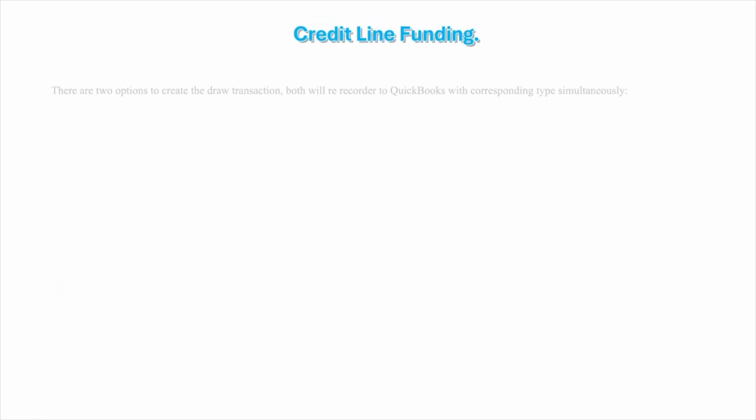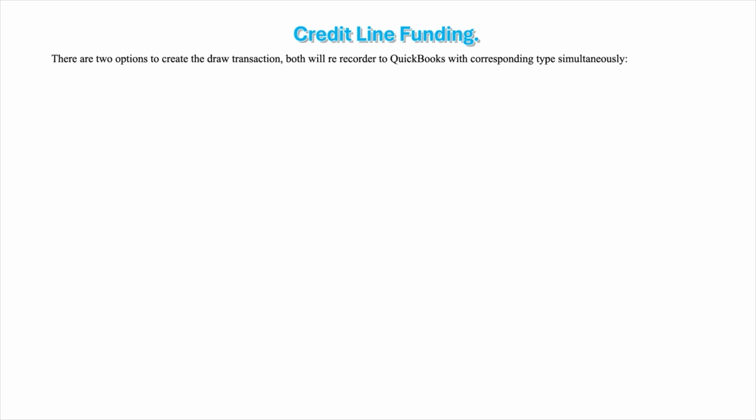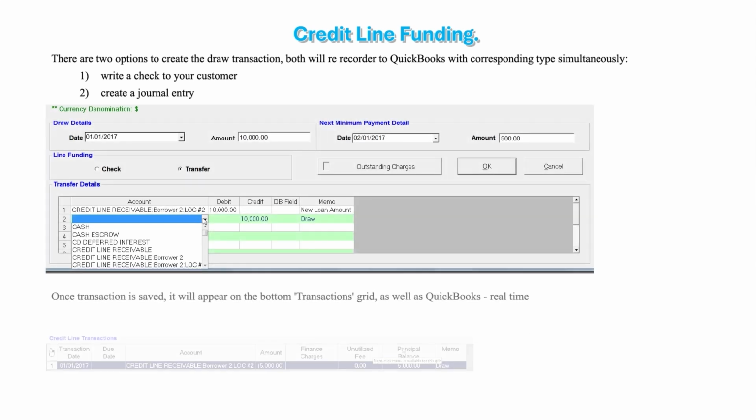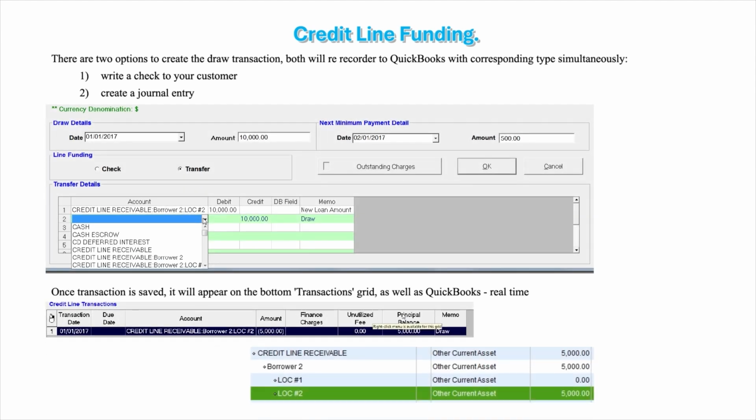Credit line funding. There are two options to create the draw transaction. Both will be recorded to QuickBooks with corresponding types simultaneously. Write a check to your customer, or create a journal entry. Once the transaction is saved, it will appear on the bottom Transactions grid, as well as in QuickBooks, in real time.